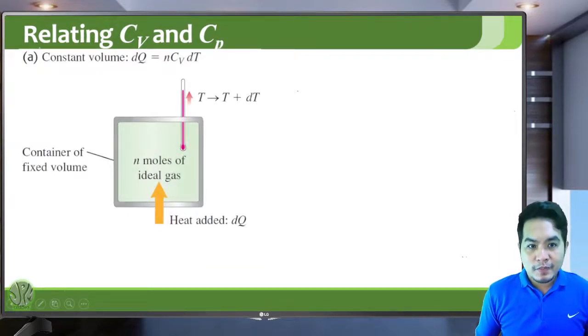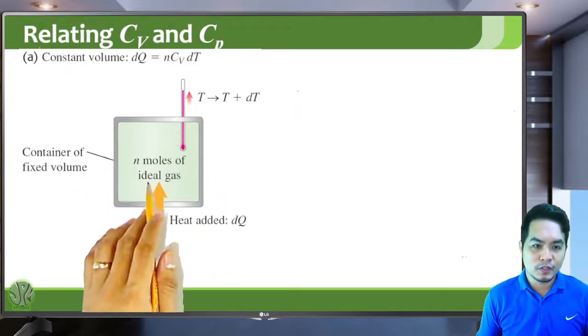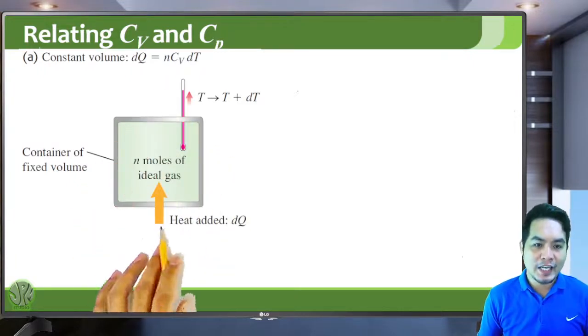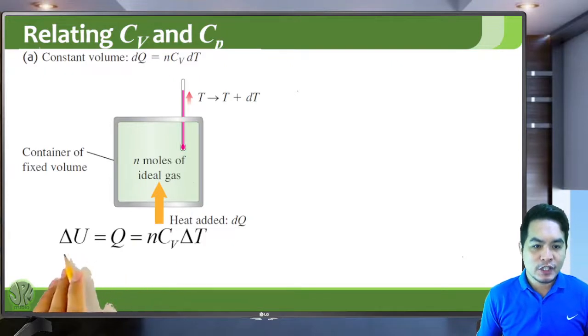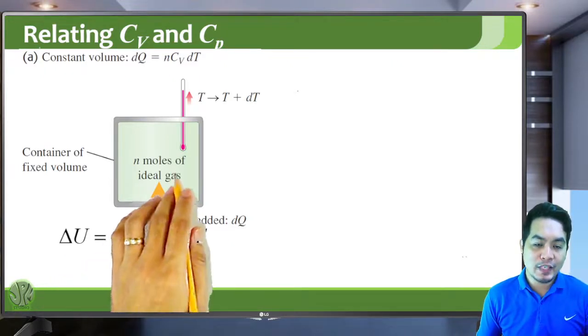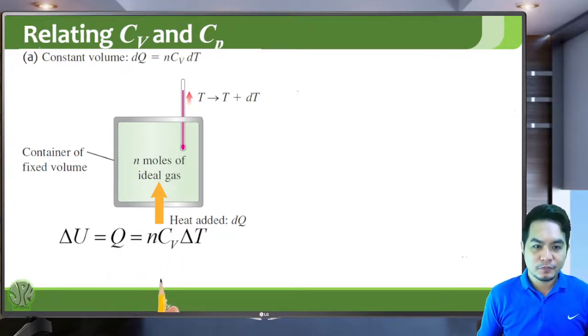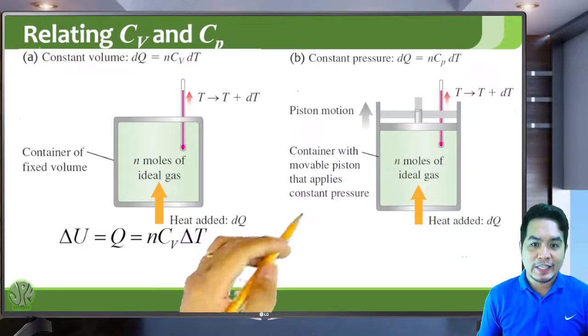So if you have a constant volume process, such as an isochoric process, you have a fixed container volume. See here we have n moles of ideal gas in a fixed volume. We add heat to it, and the temperature changes. In this case, the change in internal energy, assuming this is an ideal gas, is just equal to nCV ΔT.